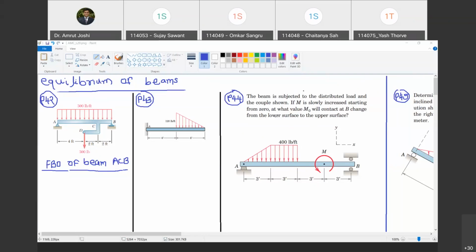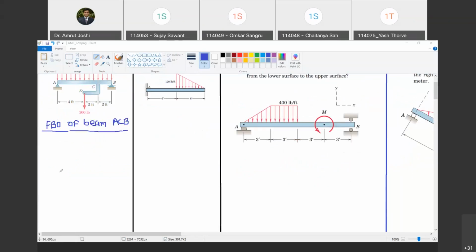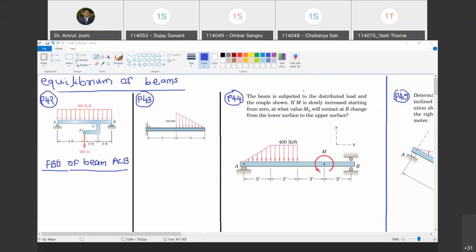Are you with me, Chaitanya? Yes, sir. So now what? How are we going to find out reactions? The question is: find out reactions at A and B. So what kind of support is A? Chaitanya, tell me what kind of support is A? Point support? No, we have discussed three types of supports: hinged, roller, and fixed support. What kind of support is A? Fixed support? No, it is a hinge support.